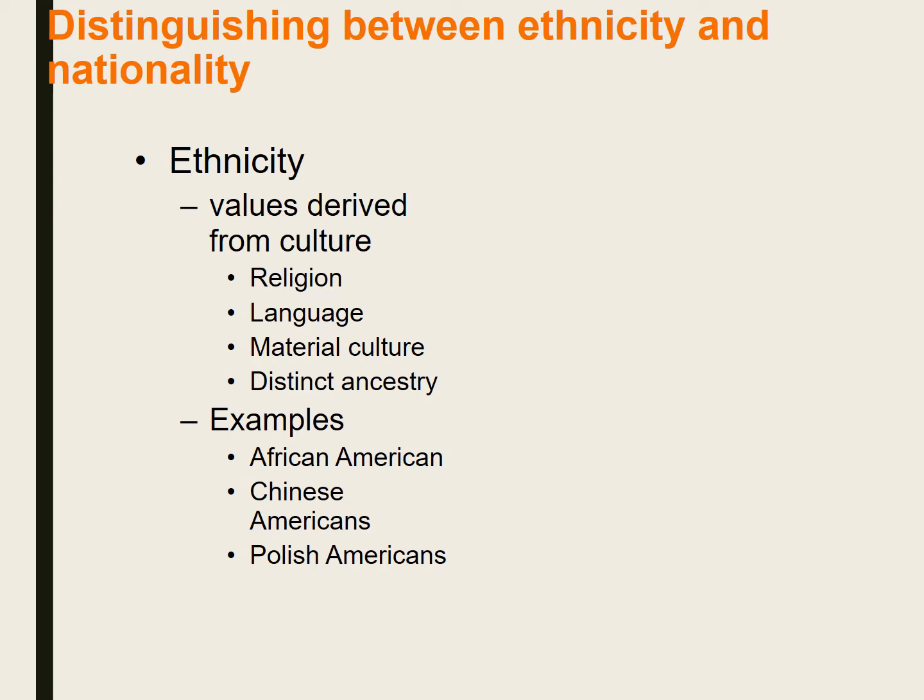But some examples of ethnicities, African American is an ethnicity. We talked about how Black may be a race, which isn't very helpful in understanding people, but African American is an ethnicity.